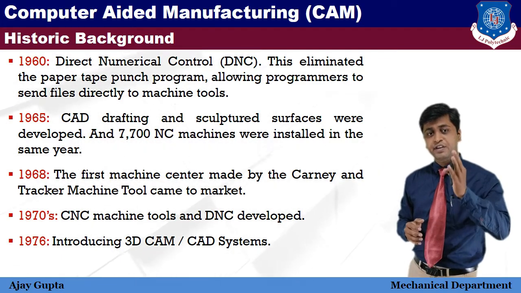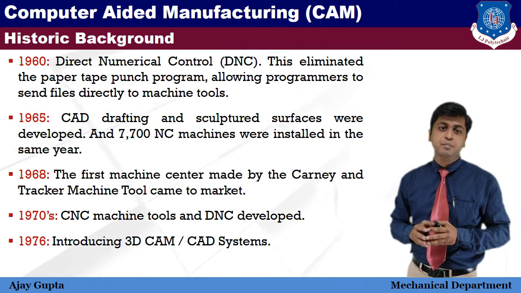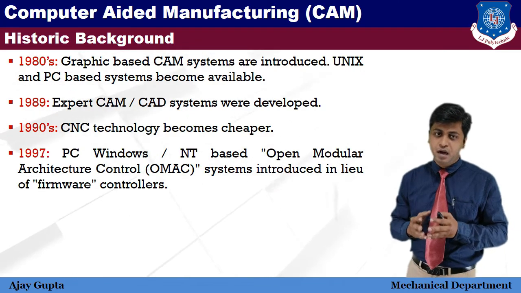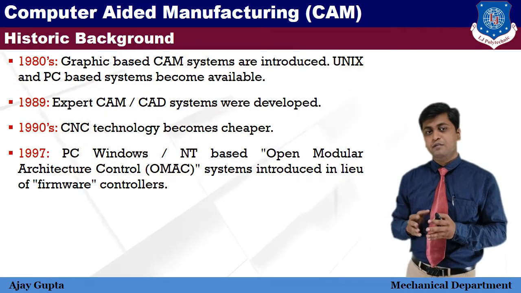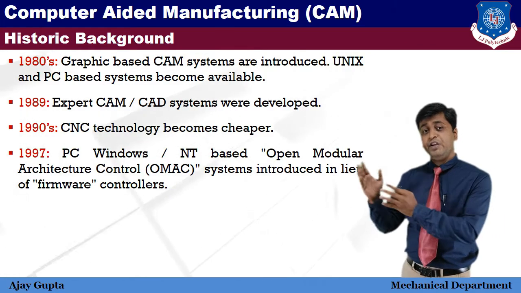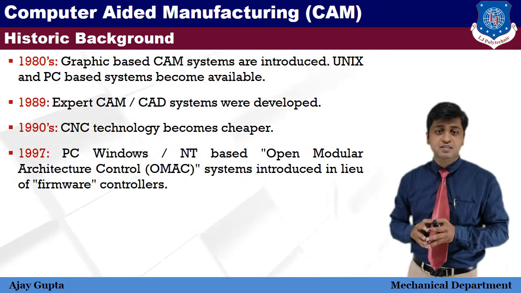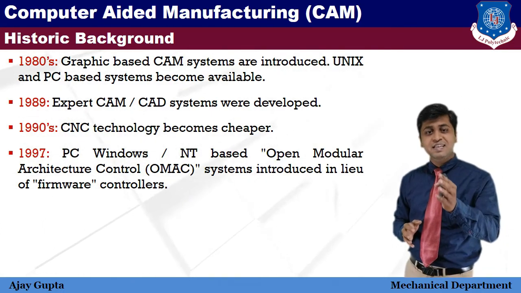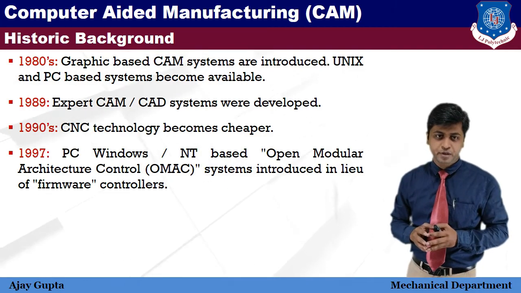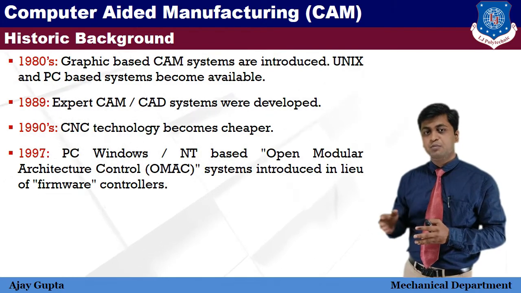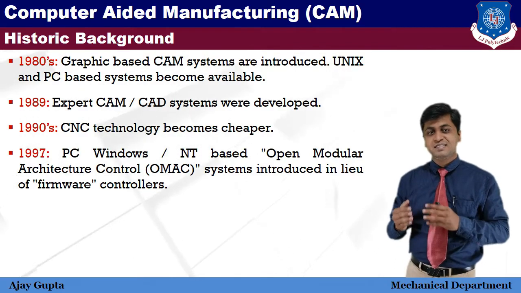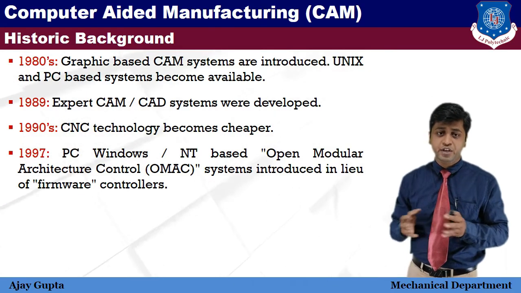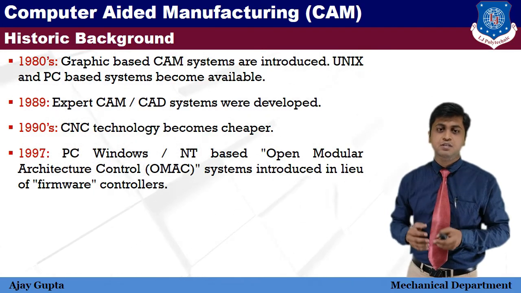After that, in the 1980s, graphic based computer systems were introduced. Unix and PC based systems became available on the market. Then in 1989, expert CAM/CAD systems were developed, and in 1990 CNC technology became cheaper. Development continues, and today research on computer aided manufacturing, CAM systems and CNC systems is still going on, and new technologies are developed daily.